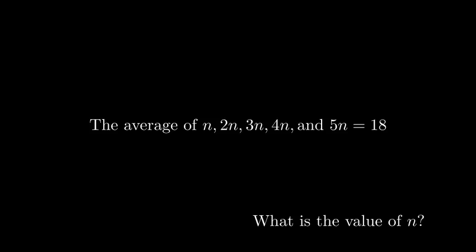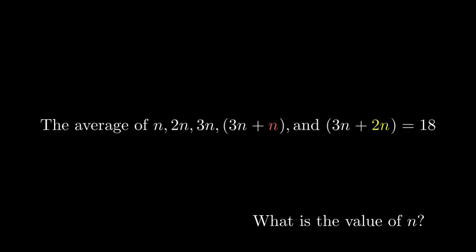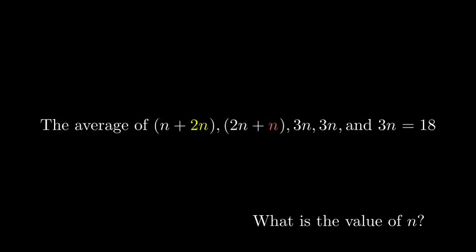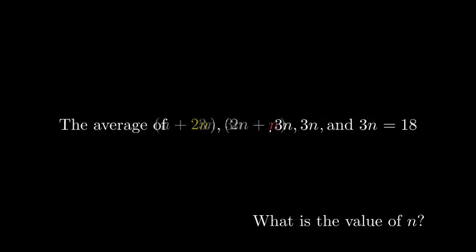If you try to equalize all the values by skimming off the high values to the low values, it sometimes makes finding the average much easier. So in this case, we can just rewrite 4n as 3n plus n, and 5n as 3n plus 2n. Then we can take this n and that 2n and redistribute them to the first two values. Doing this doesn't change the total sum of the numbers, so we're not changing the average. But now, n plus 2n is just 3n, and 2n plus n is just 3n as well.